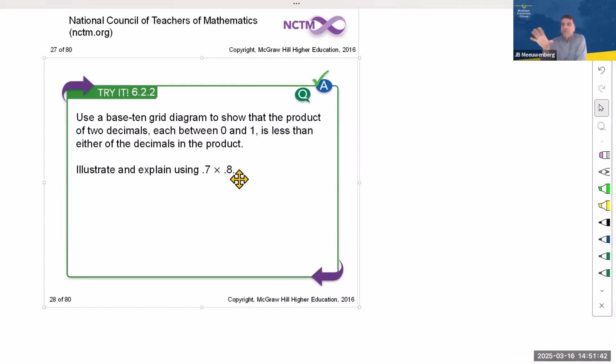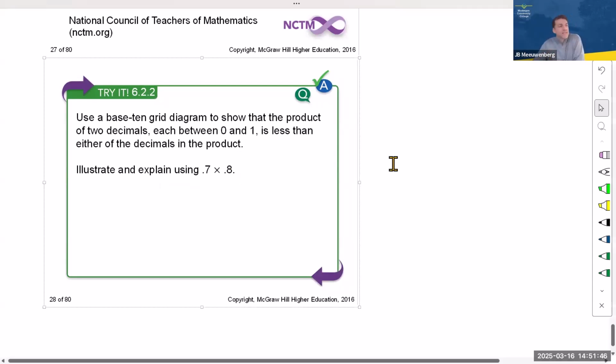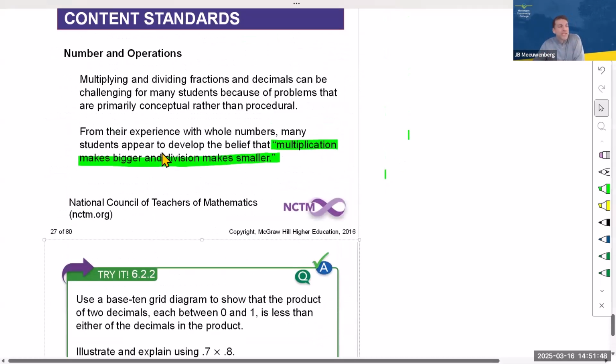It can be very rough. It doesn't have to be perfect. But we're working on developing this idea, challenging this highlighted statement right there. So take a moment to do that, please.